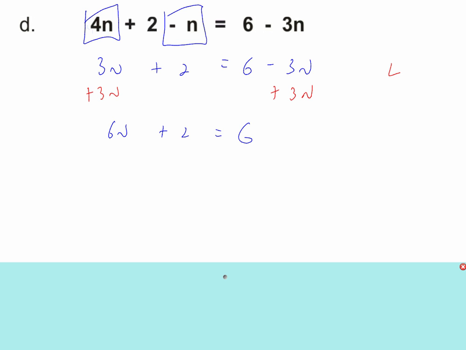Somebody tell me what to do next. Edward? Add the opposite. Tell me what to add. Just tell me what to do. Negative 2 to both sides. All right, I'm going to add a negative 2 to both sides. I agree.